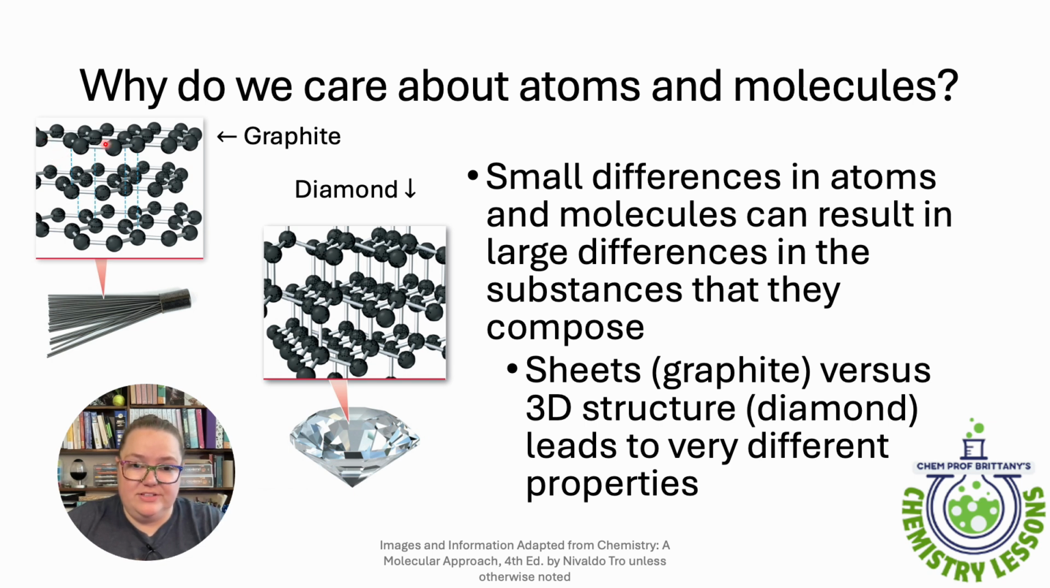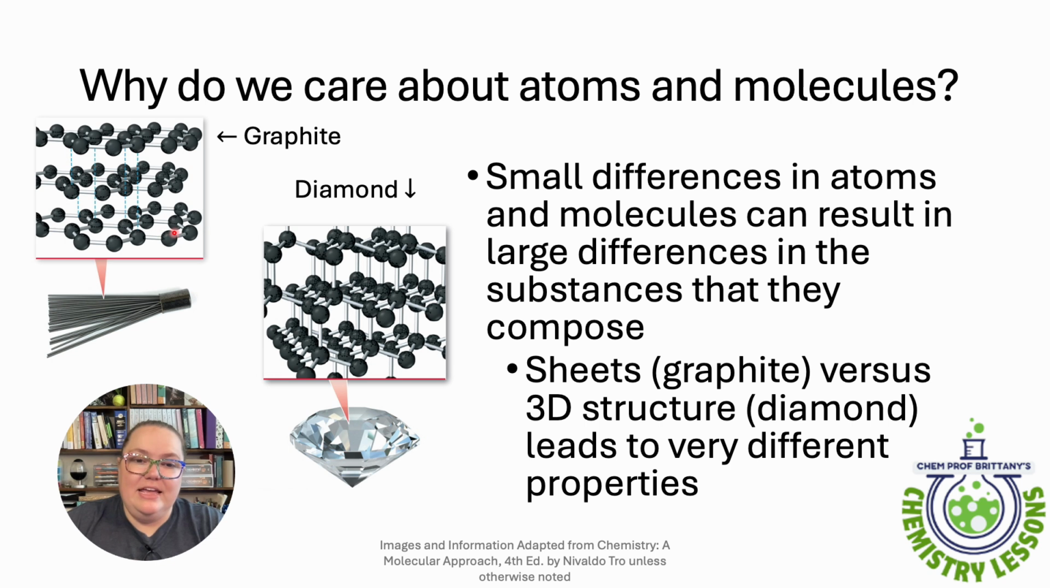So we can see here in this graphite that we have a sheet, and it is not bonded to, but it is interacting with the sheet right here below it. And then it is interacting with the sheet right here below it. So these differences between this very two-dimensional structure here and this three-dimensional structure here are what makes the diamond see-through and one of the hardest substances that we know.